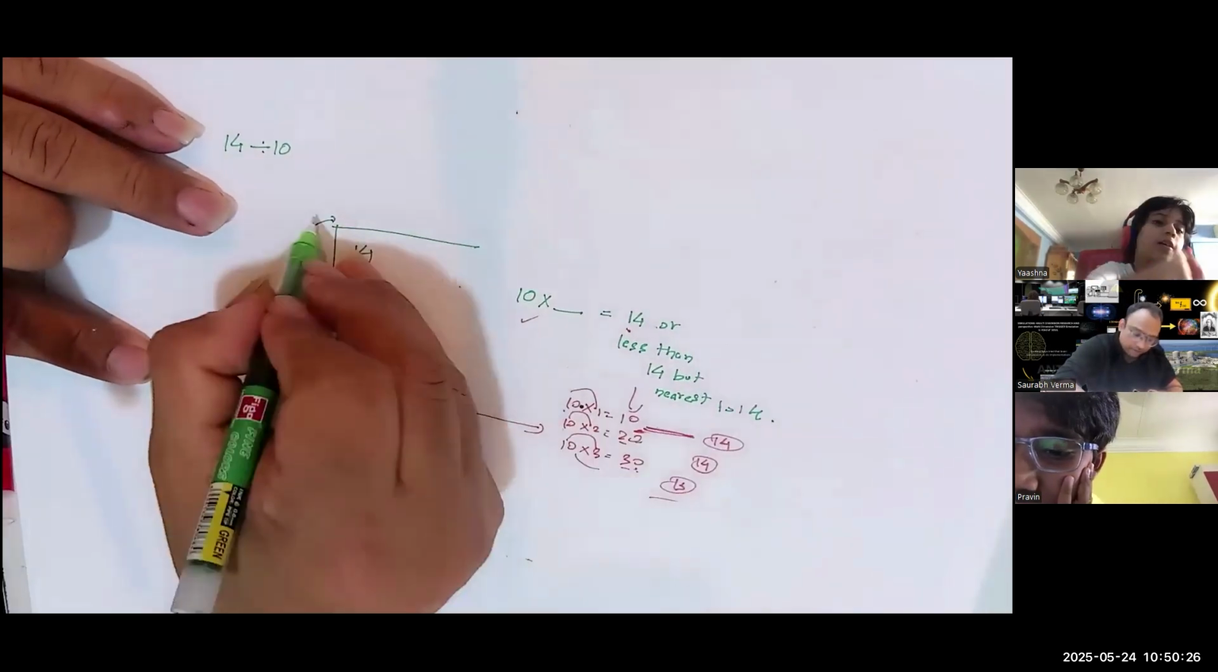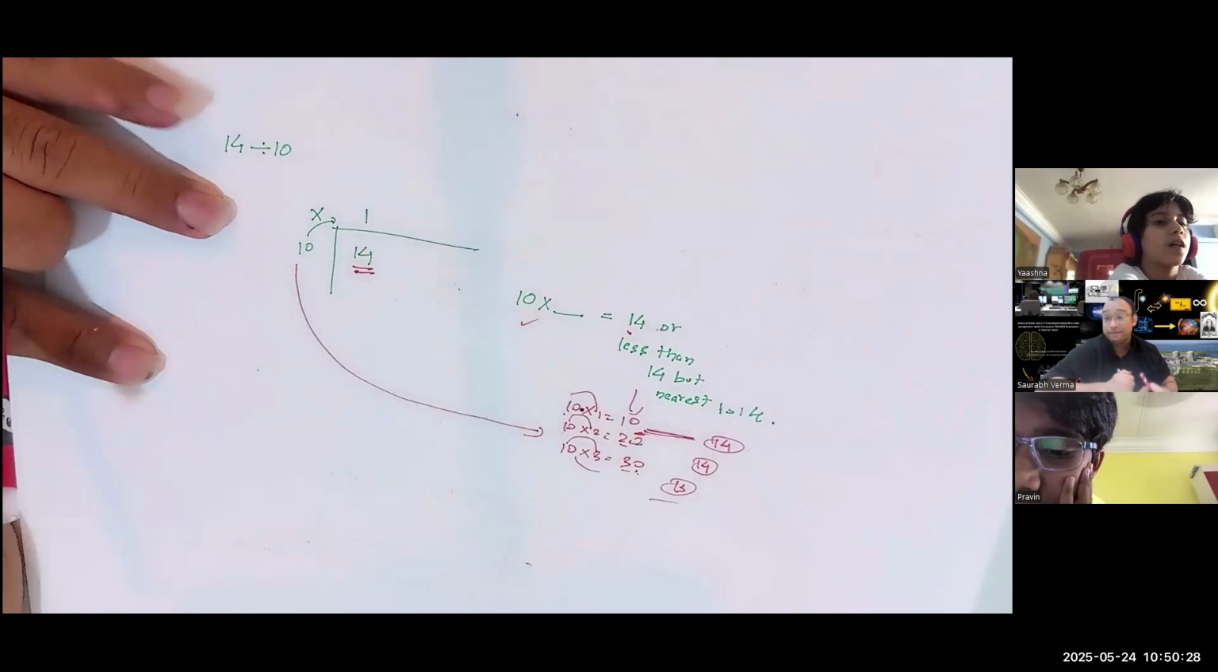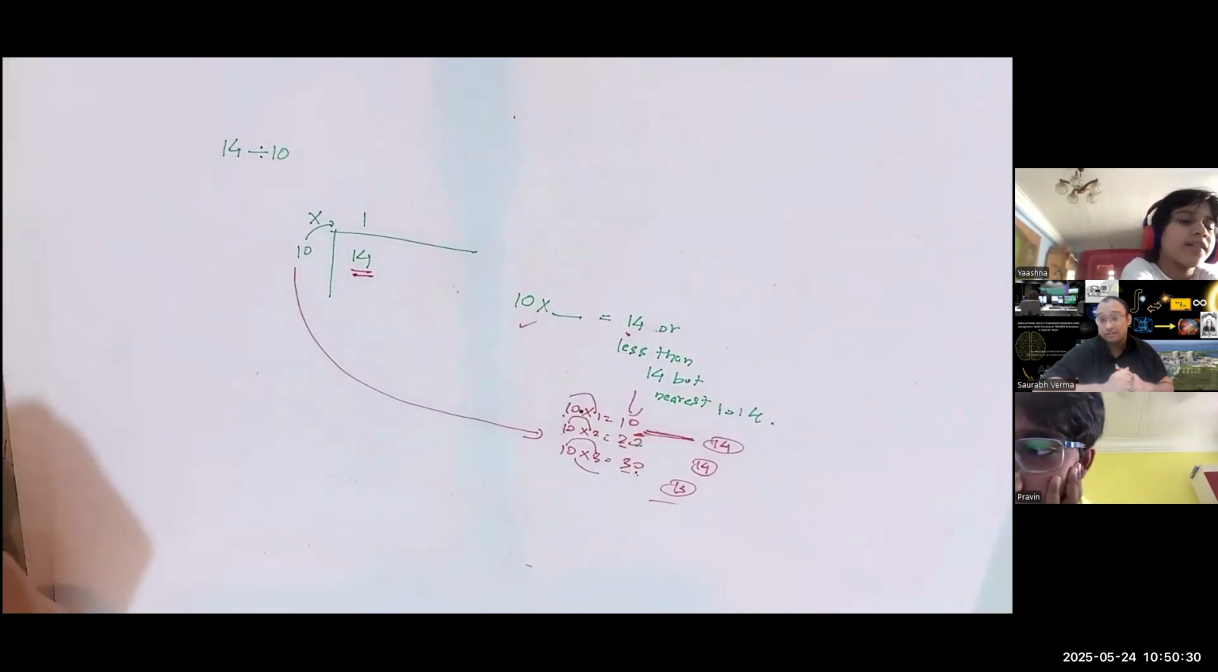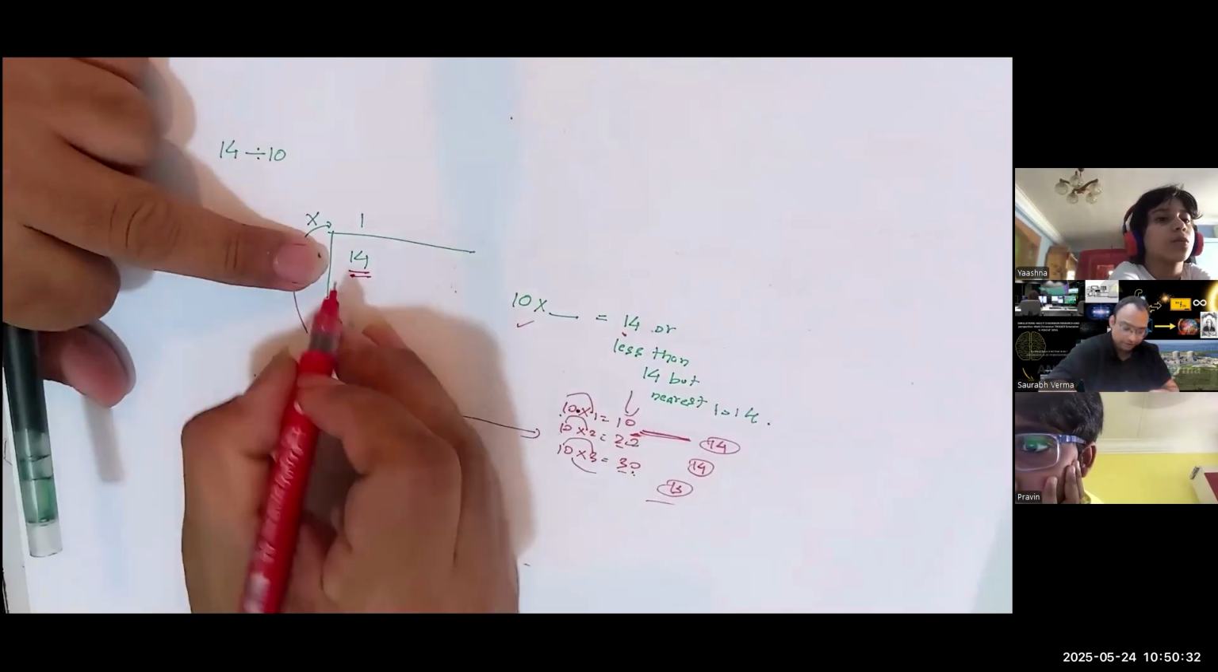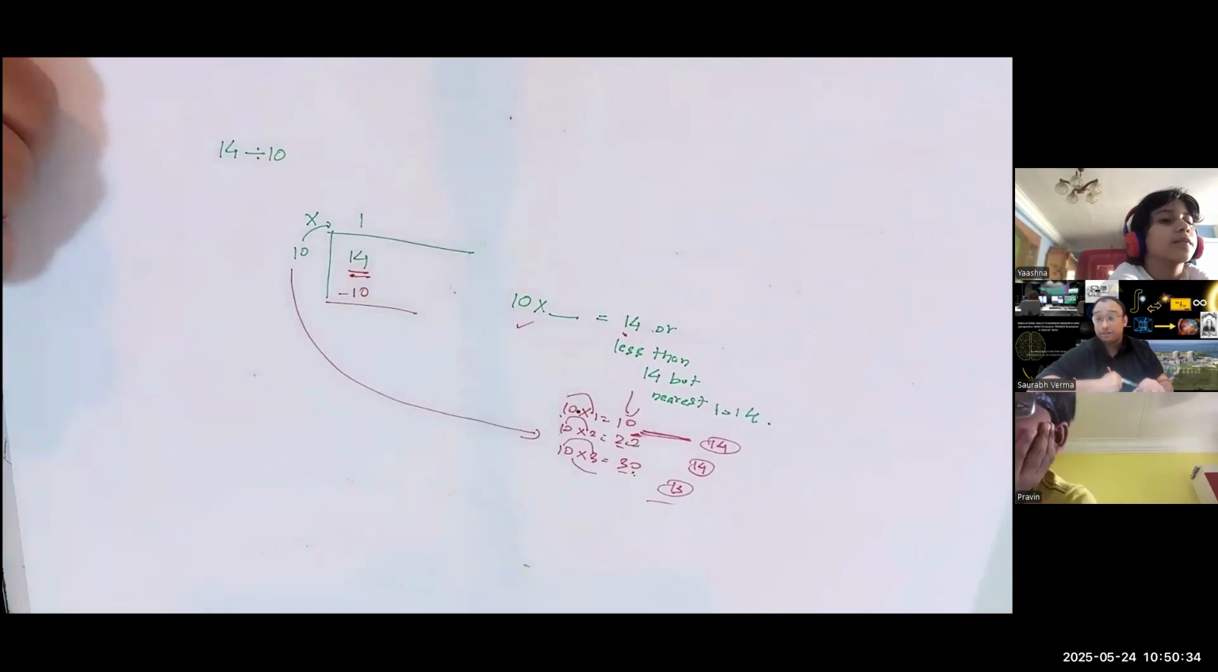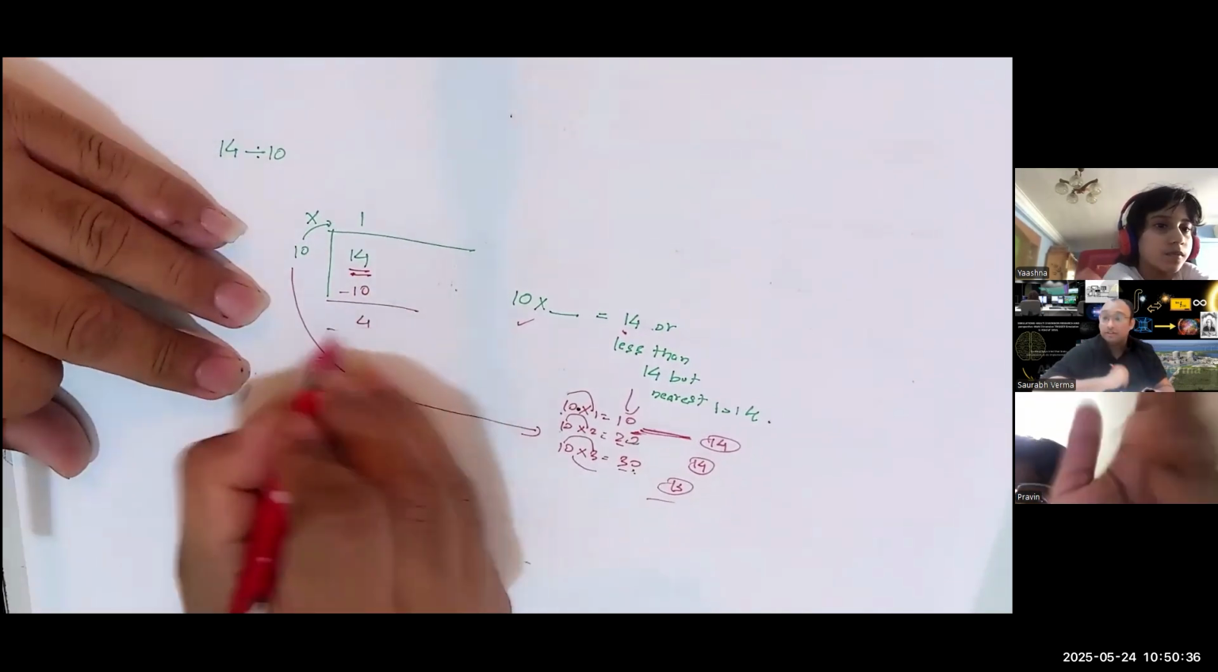So 10 times what? 10 times 1 is 10. We have to separate, and we are getting the 4. That's all.